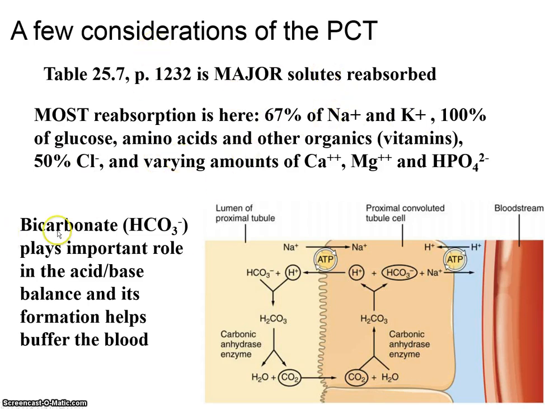So this other consideration we talk about has to do with the formation of bicarbonate. Bicarbonate, we're going to learn in the next chapter, is a very, very important buffer. It's a weak base itself, so it can accept excess hydrogen ions. So again, it plays an important role in acid-base balance. All right, and so what happens here in the proximal convoluted tubule is that there is a way for us to actually produce more bicarbonate.